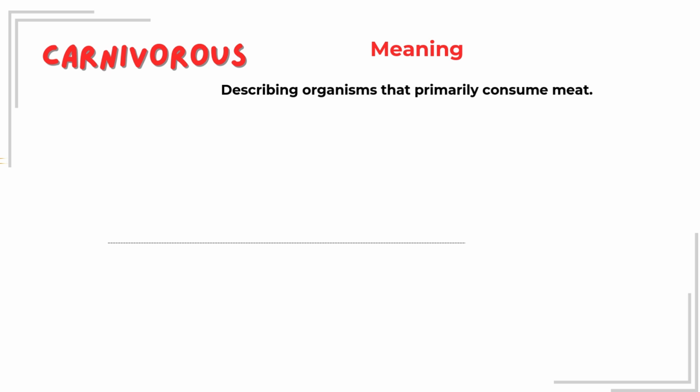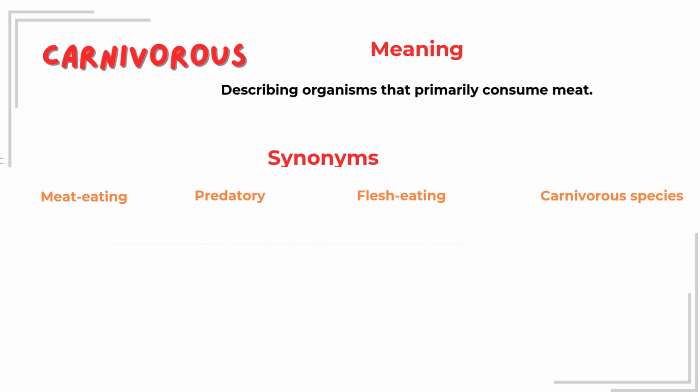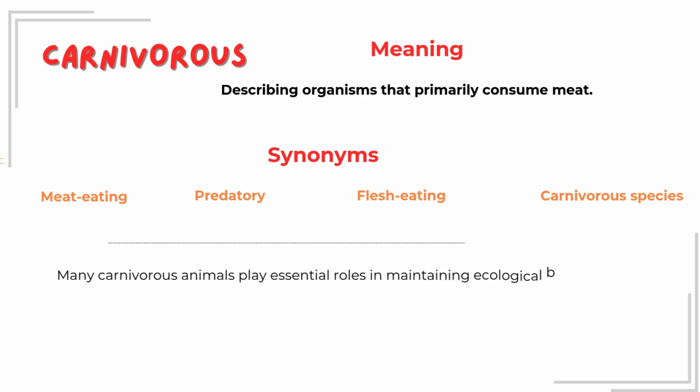Carnivorous. Describing organisms that primarily consume meat. Meat-eating. Predatory. Flesh-eating. Carnivorous species. Many carnivorous animals play essential roles in maintaining ecological balance.